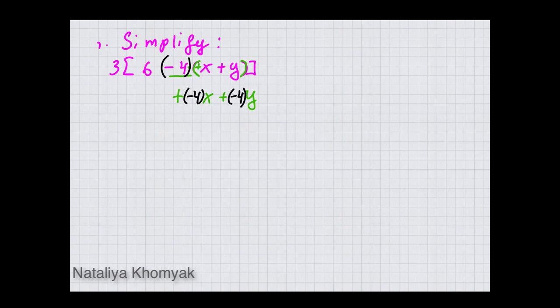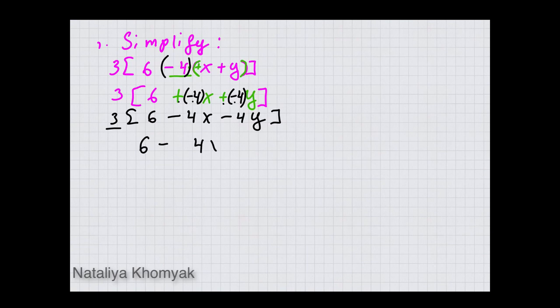So we have negative 4. Now you want to keep everything that you have not used as is. So we have this bracket, 6, bracket 3. So now we have 3, bracket 6, positive times negative, negative 4x, positive times negative, negative 4y, close the parentheses. Now we want to see if there is anything to simplify, and 6, 4x, and 4y are all different terms, so we leave them as is. And now we just need to distribute this 3. So we have 6 minus 4x minus 4y, and let's distribute this 3.